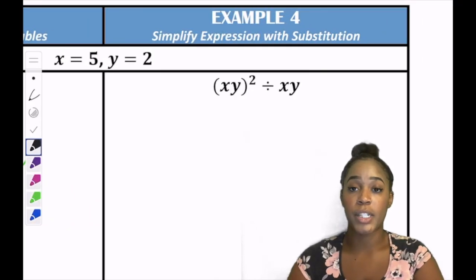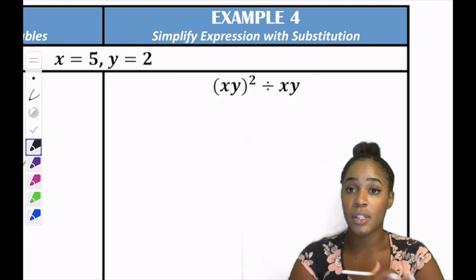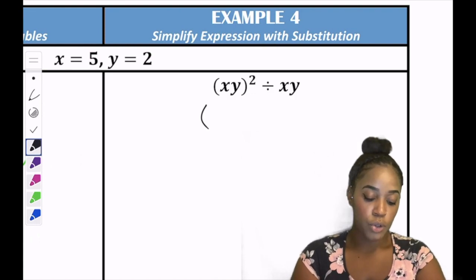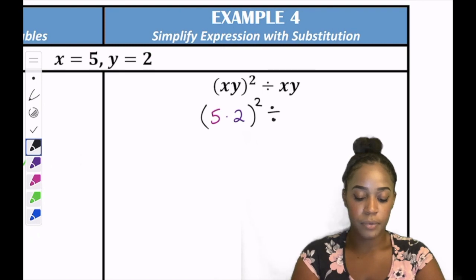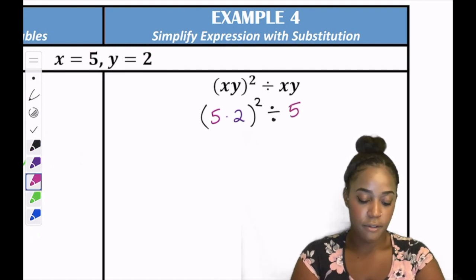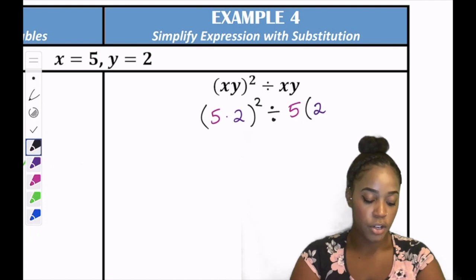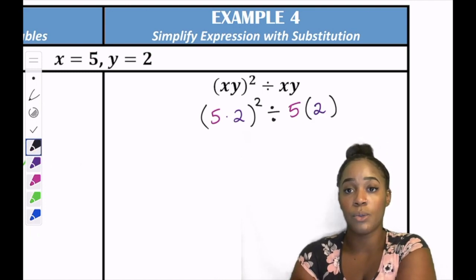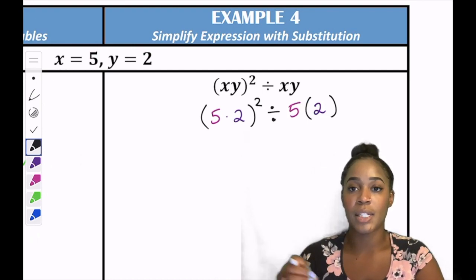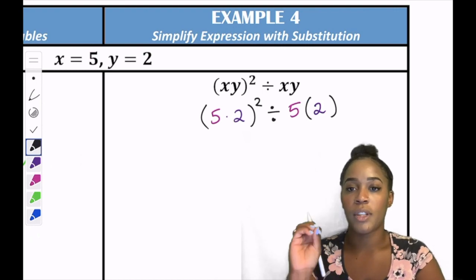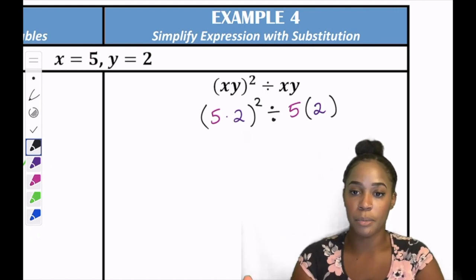In this last example, we're taking those same variables, x and y, with x being 5 and y being 2, and we're going to substitute those into this expression. So I'm going to have 5 times 2 in my parentheses to the second power divided by 5 times 2. And you'll see that I used parentheses to symbolize the multiplication that's going on here, because when we see x, y, we know that means x times y. So this is just to remind myself, hey, you're doing multiplication, don't forget.